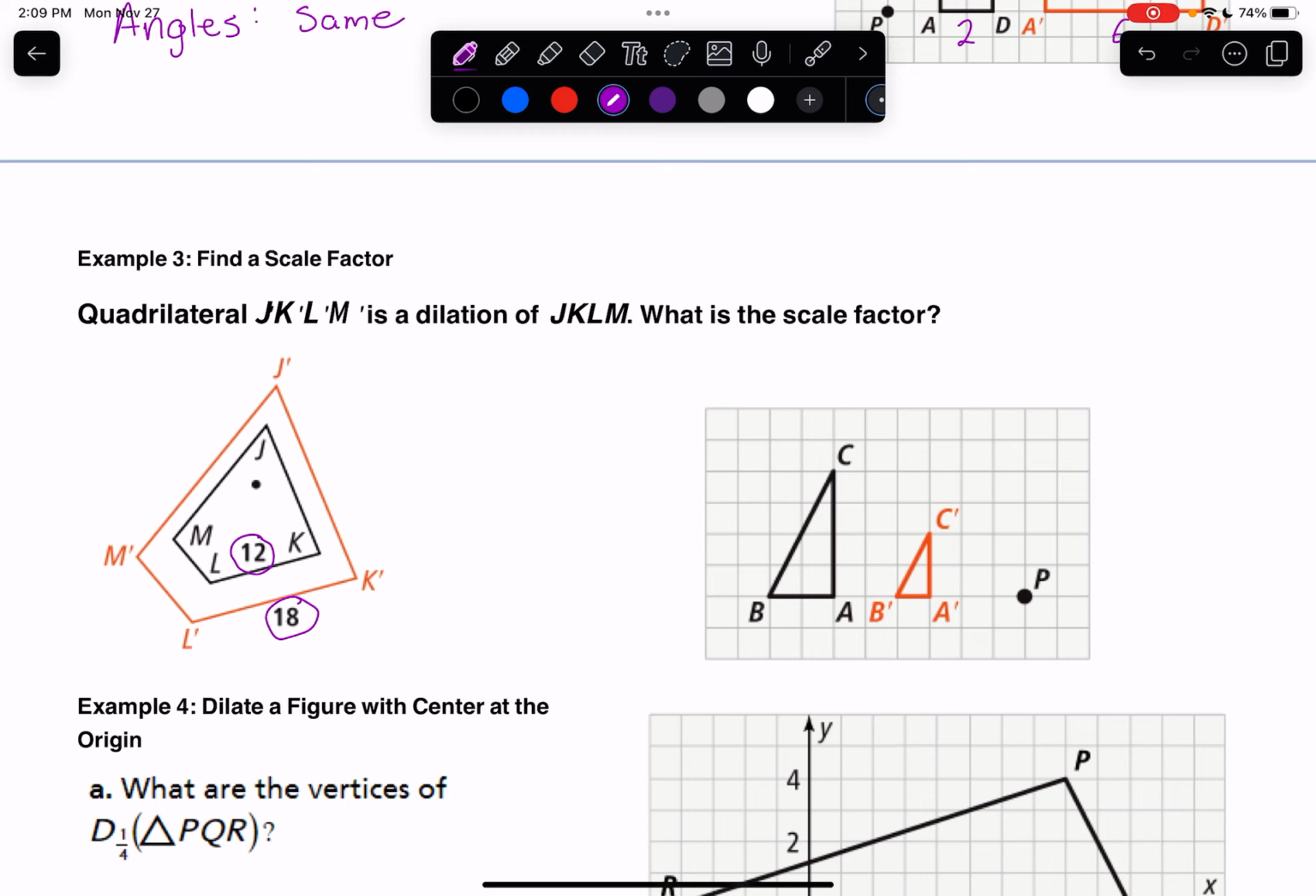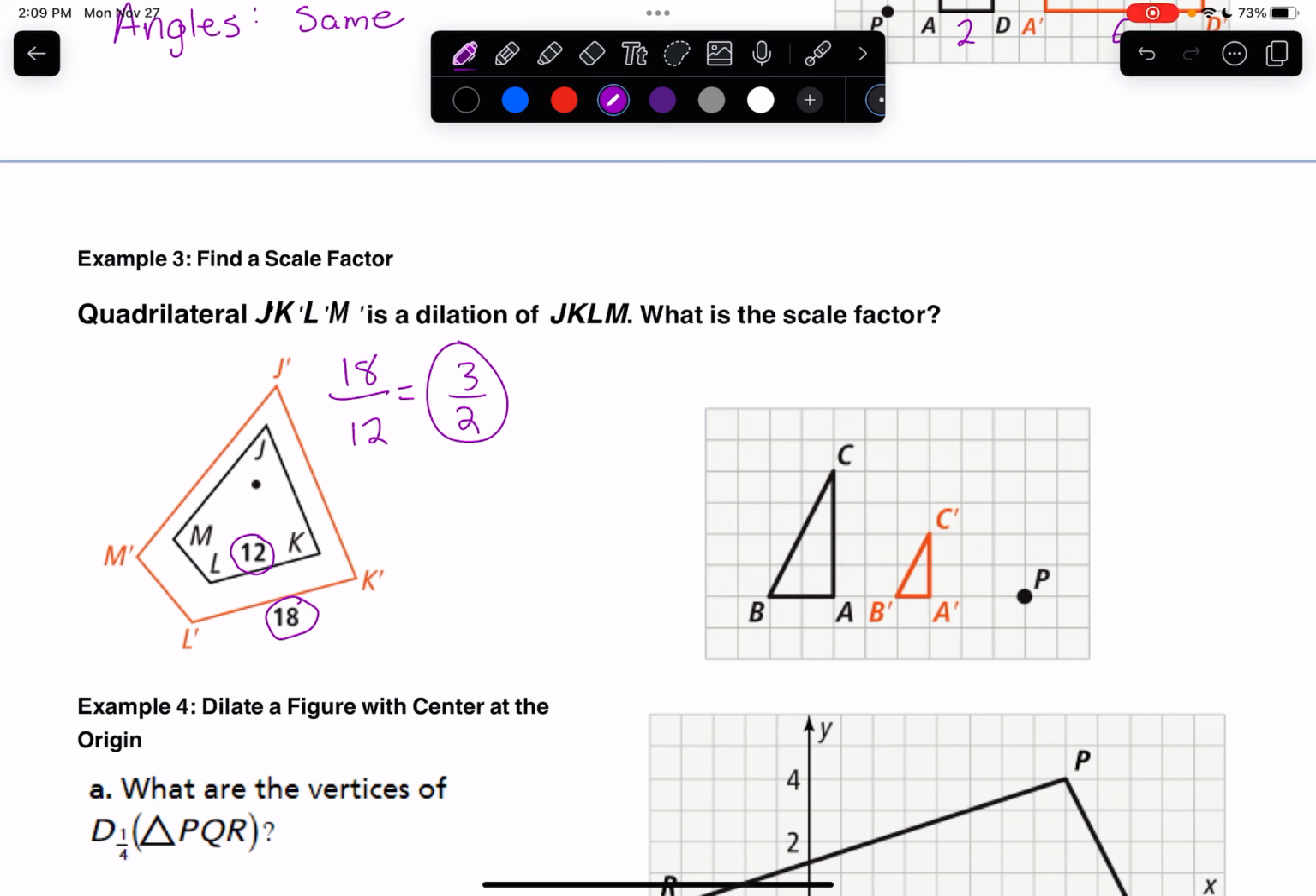What we can do is we can take the new shape, length 18, divided by the old shape length 12, and we can find the scale factor that way. So 18 divided by 12 is 3/2 or 1.5. So this is a dilation of quadrilateral JKLM with scale factor of 3/2.